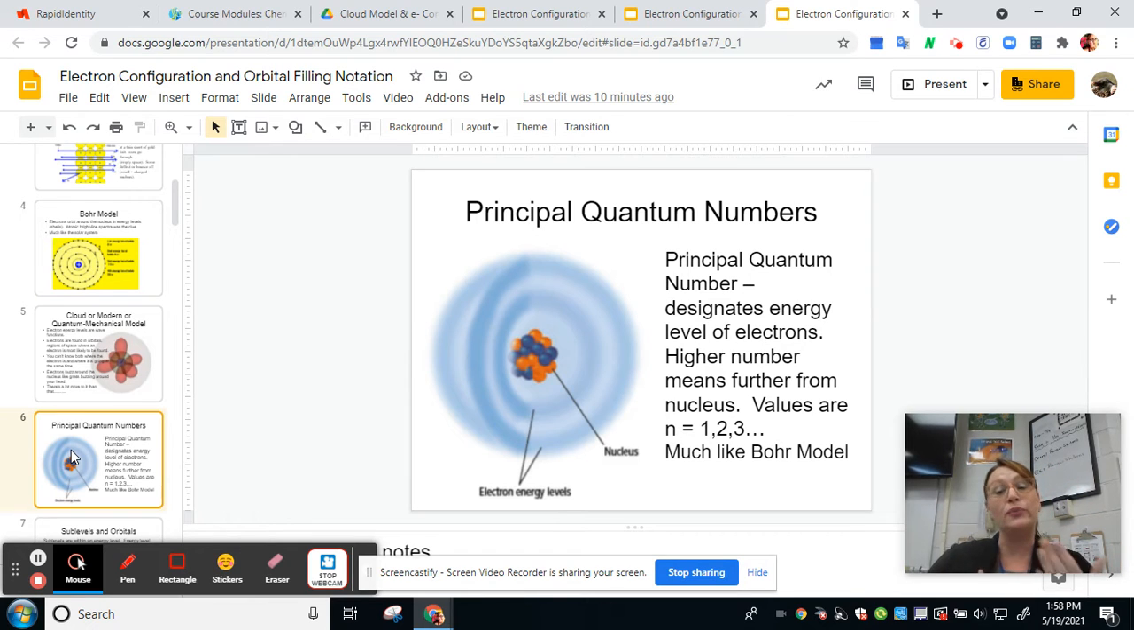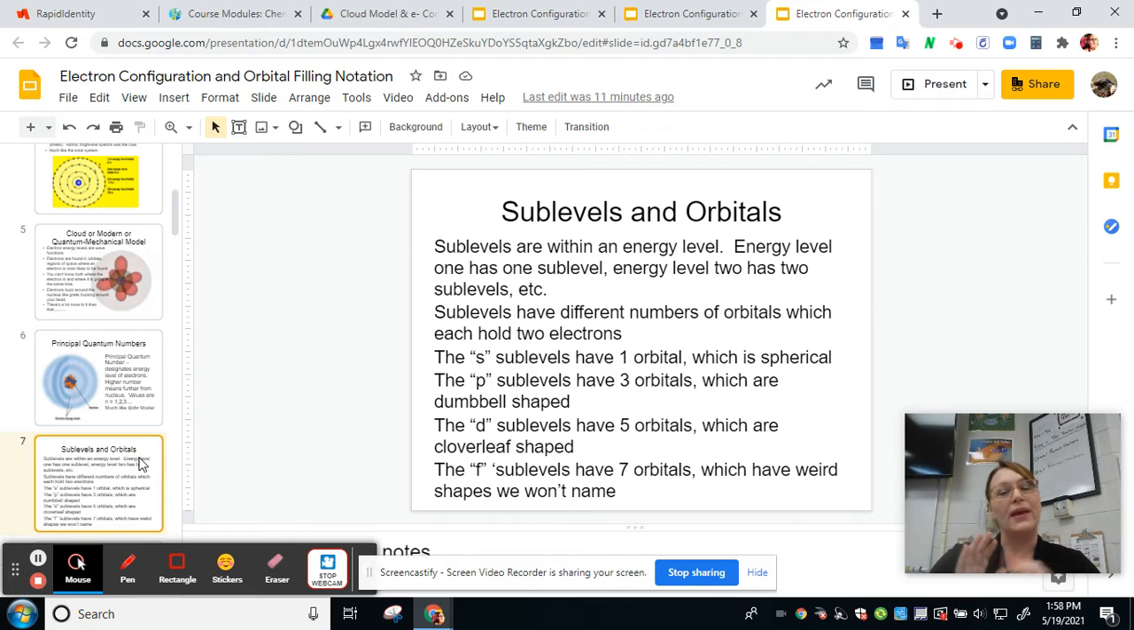So when we say principal quantum number, what we're saying is that n value, like the principal quantum number for the first energy level is 1, because n equals 1. So it's just another way of designating energy levels, just like in the Bohr model, really. Okay, now here's where things get a little more interesting.